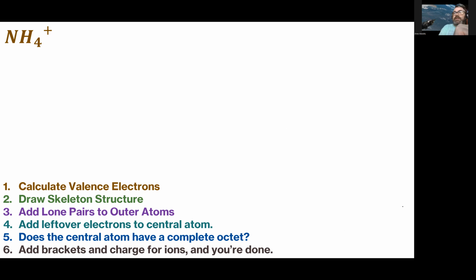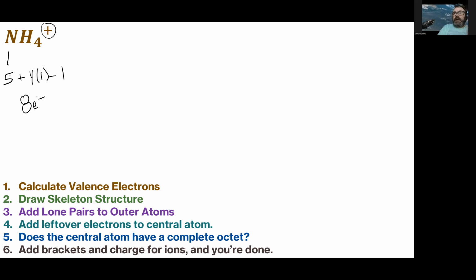All right, now we have a polyatomic ion. This is our ammonium ion. So nitrogen has 5 electrons. We have 4 hydrogens, each with 1. And then positive charge means we've lost an electron, so we're going to subtract 1. So this means we have 8 electrons.